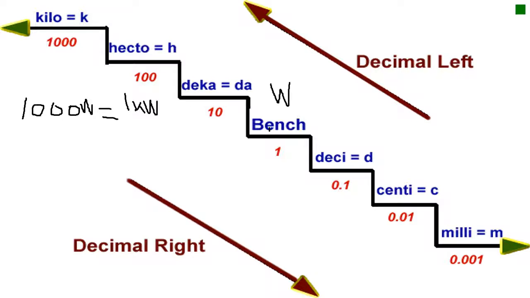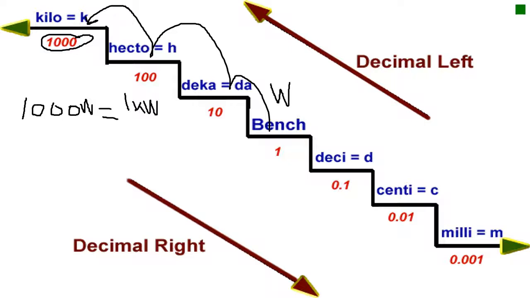So, okay, we go 1, 2, 3. Now we have 1,000. We have changed by a factor of 10 to the third, and it is 1 kilowatt. So 1,000 watts is 1 kilowatt.